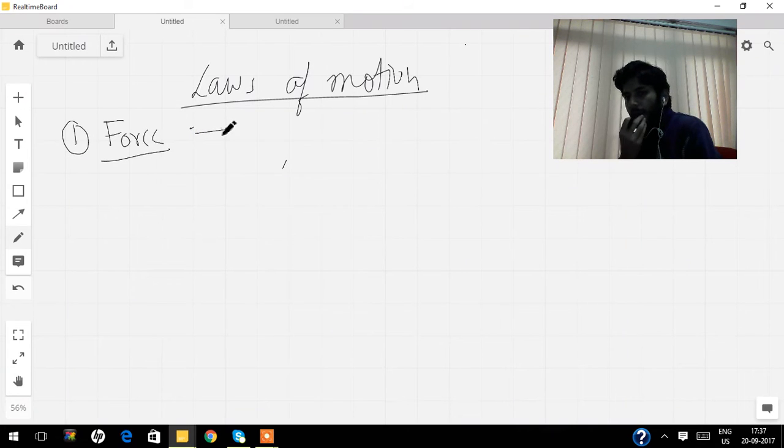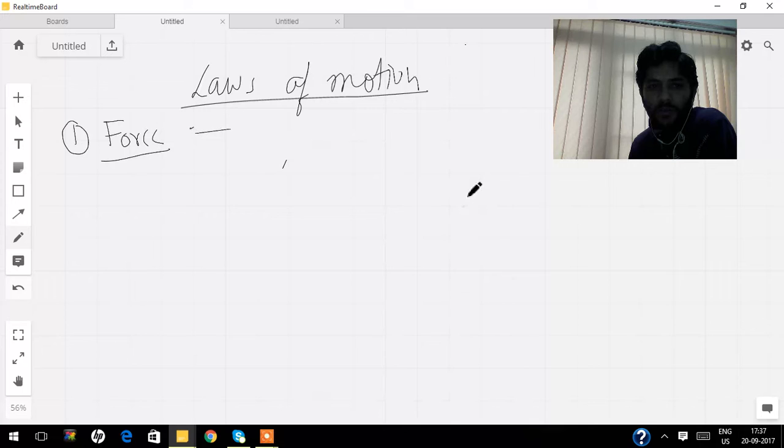Also, force is something which can either change the shape of a body, or it can change the state of motion of a body, or it can change the direction of a body.